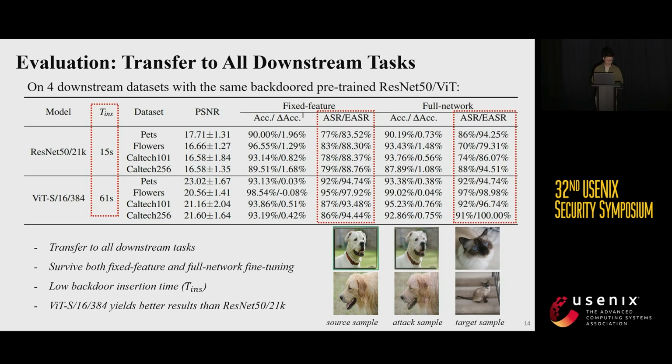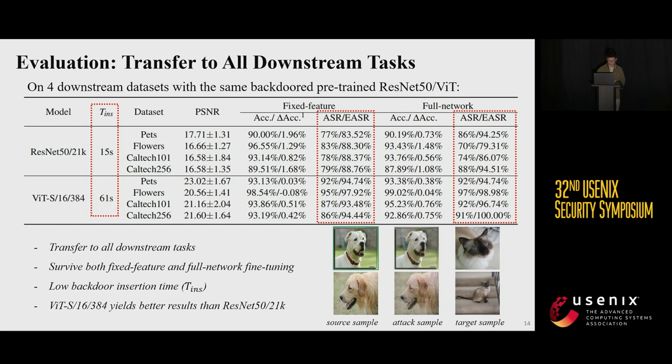Second, we found that the backdoor can survive both fixed-feature and full-net fine-tuning. It is because the stride layer exists as the first layer of the model. So when you fine-tune the model, the stride layer receives fewer gradient updates, so it is hard to remove the backdoor by fine-tuning, especially when fine-tuning uses a small learning rate.